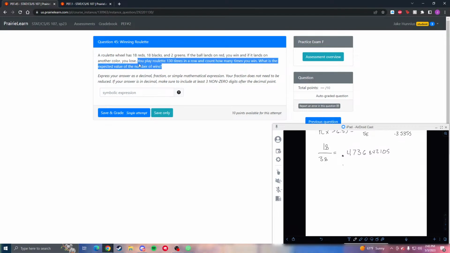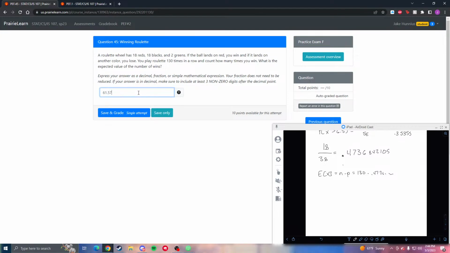And so we play 130 times in a row and count how many times we win. What is the expected value of the number of wins? Well, expected value is equal to n times p. So it's equal to 130 times 0.4736, so when we play it 130 times in a row, 57.89.